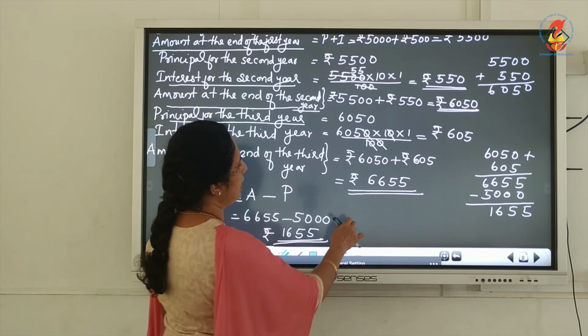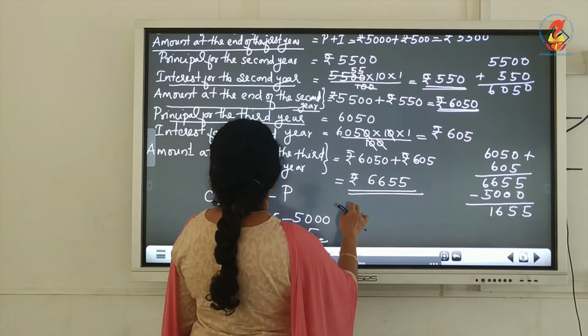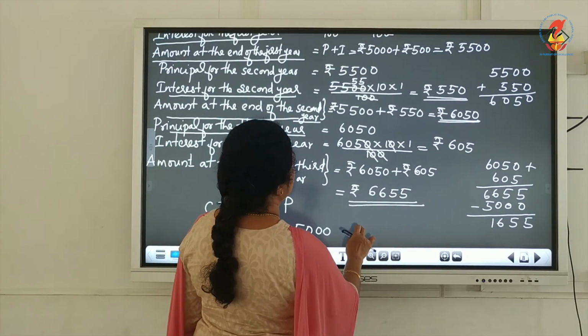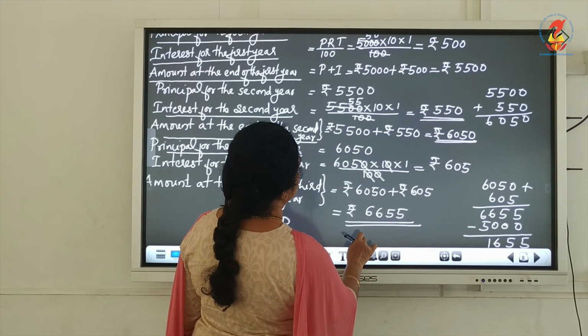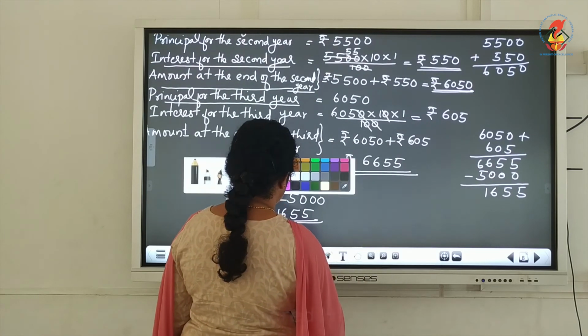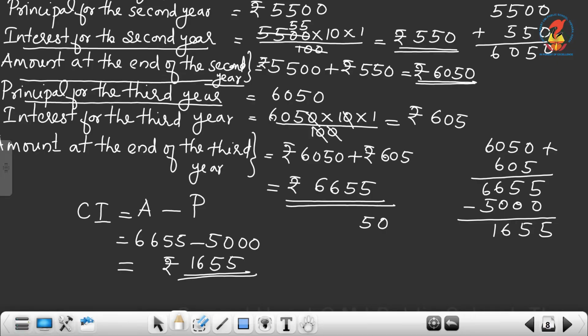Or otherwise, when you add the interest at different years, you will get the compound interest. Now look at that, which are the interest: 500, 550 and 605. So these are the interest. Interest for the first year, interest for the second year, interest for the third year. 500 plus 550 plus 605, so 1,655.